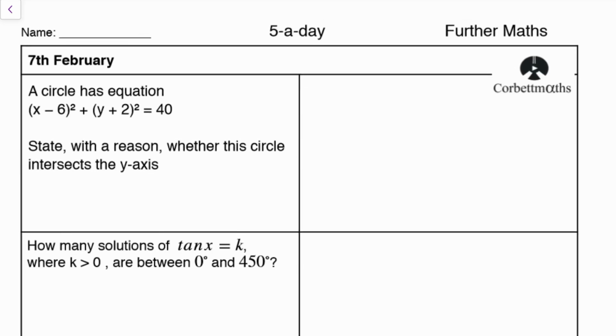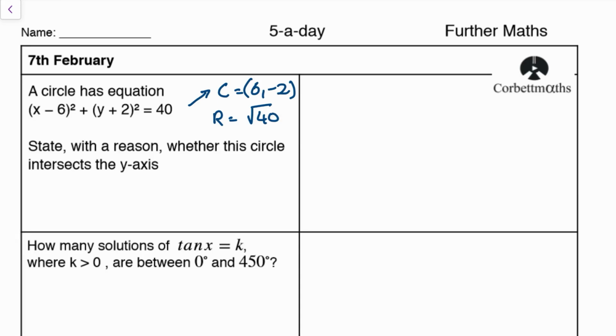Let's go with the first question, if I'm getting it lined up properly. Right, circle question. A circle has equation, state with a reason whether this circle intersects with the y-axis. Okay, good question. Nice way of expressing a question. So the centre of my circle is (6, -2), and the radius of my circle is root 40.